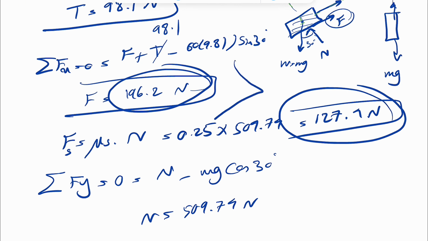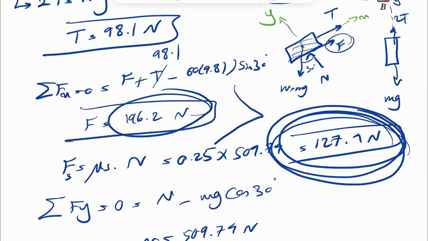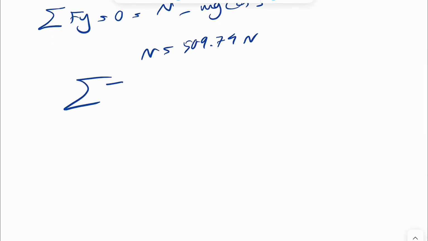So if you compare that friction with the maximum friction that we have, we can see that the friction is actually more than the maximum friction, which means the block is going to start moving. And if it starts moving, that means we are in dynamics. So we're going to use the kinematics and those equations. This time the sum of all forces is not equal to 0 because there is acceleration.